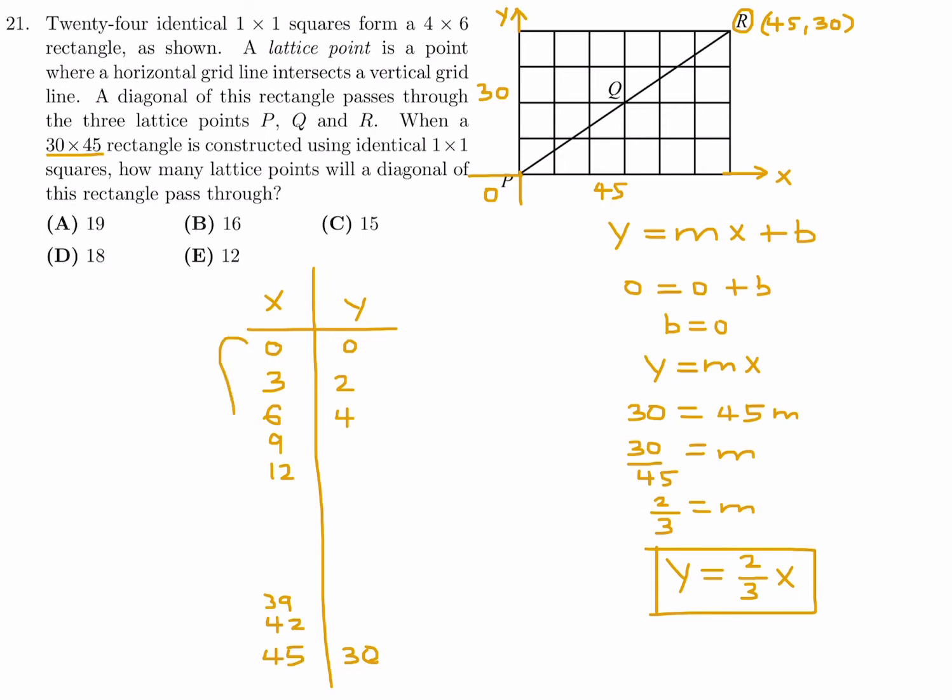So now all you have to do is count all those numbers: 0, 3, 6, 9, 12, all the way until 39, 42, 45. And when you do, you will see that there's 16 of them. So number 21, the answer is B.